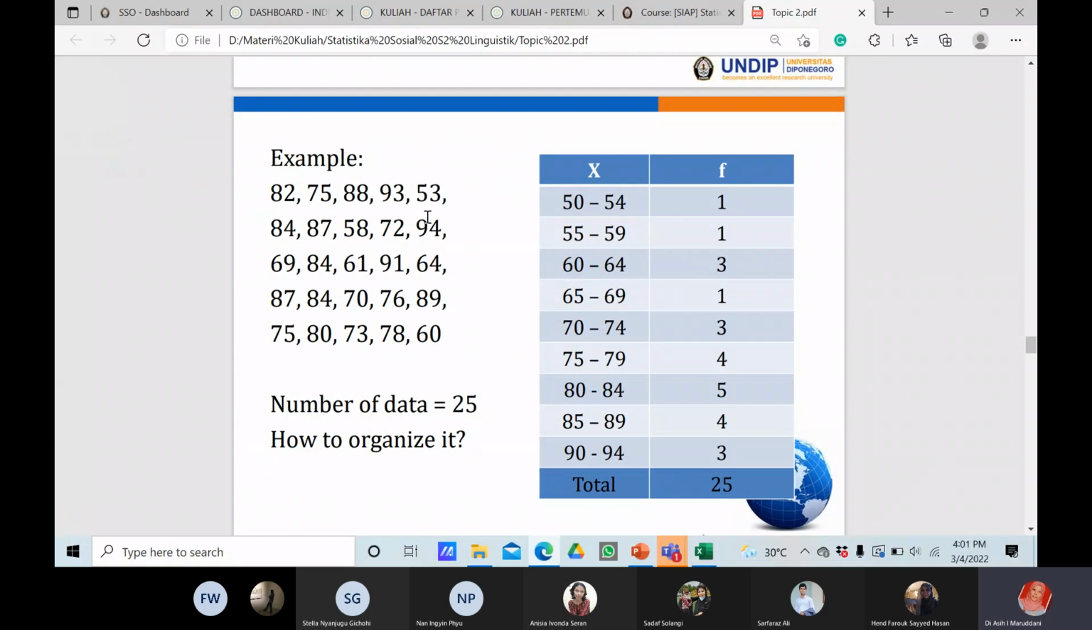If I have another data of score test with this data, the first student got 82, the second student got 71.5, the third got 88, and so on. The number of the data is 25, and how to organize it? We can use an interval at each row.